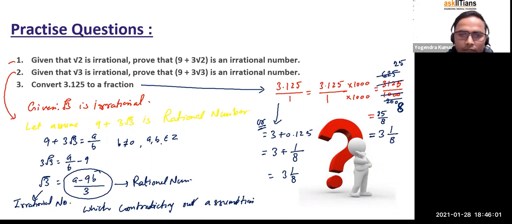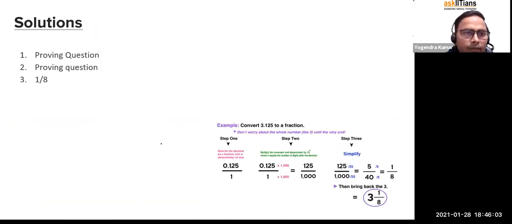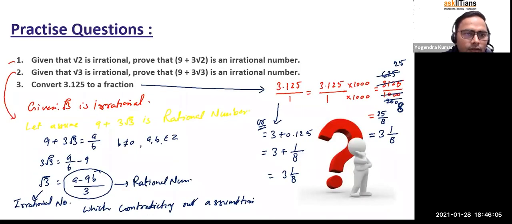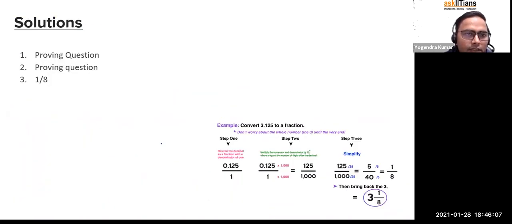I hope you have understood all this, right? Again there is a slight mistake here. You need to remember it is 3 times 1 by 8. Yes, finally it is the correct answer here, right? This is what we need to write as the answer. You can see the steps here, right?